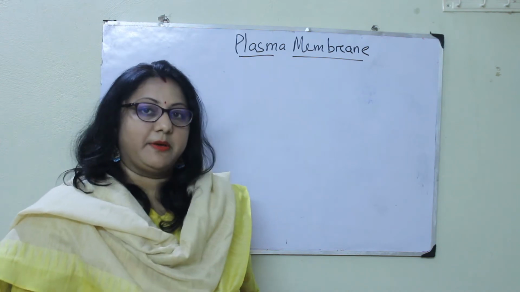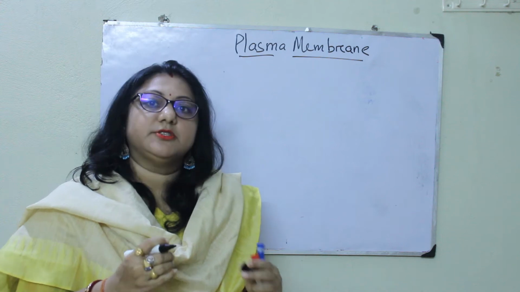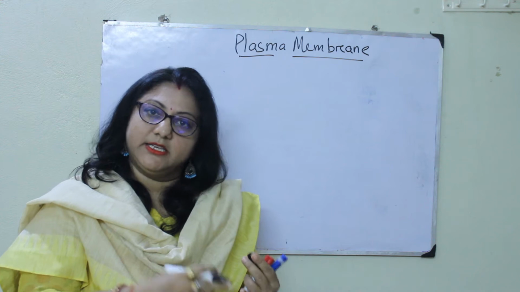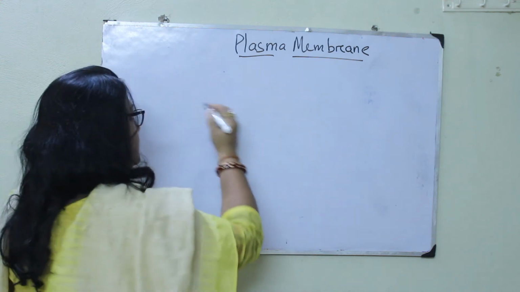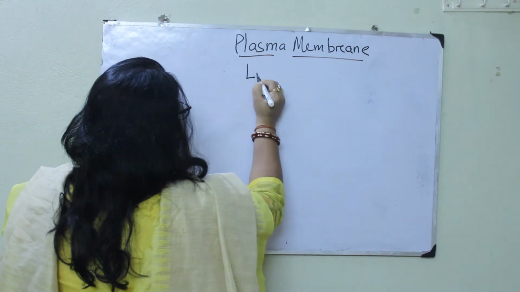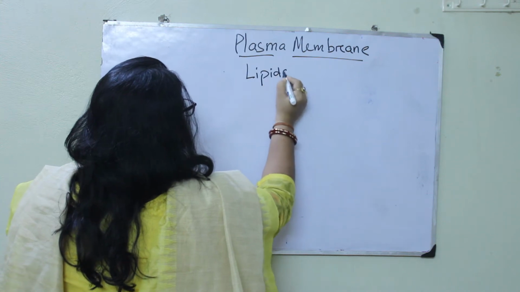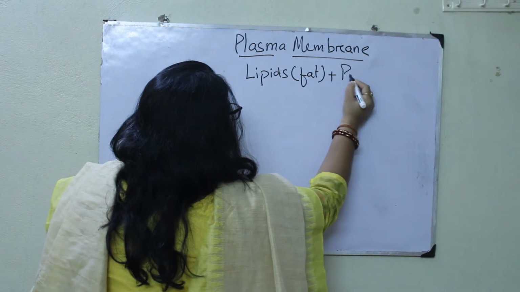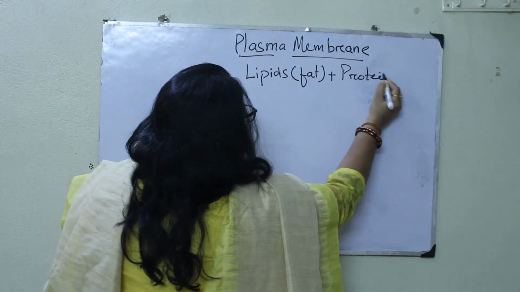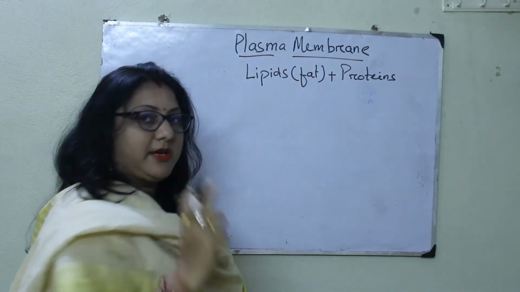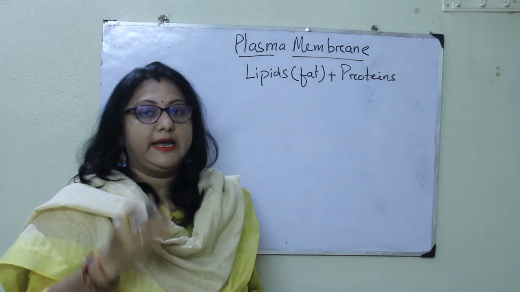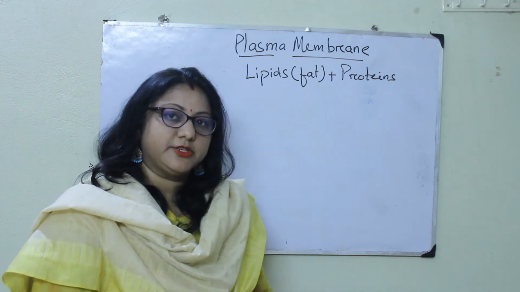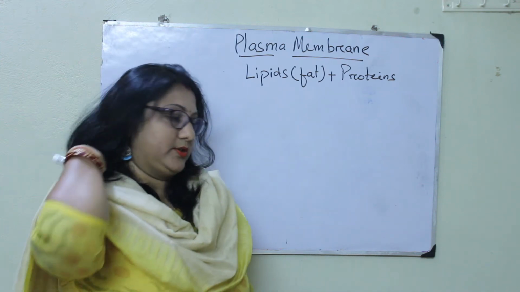Now this plasma membrane is a structure which is made up of two chemicals, which are known as the fats and the proteins, right? So the two molecules which make it up are the lipids, otherwise known as the fat molecules, plus the protein molecules. So what is the chemical composition of the plasma membrane? It is the lipid or the fat molecule, in combination with the protein molecules also.